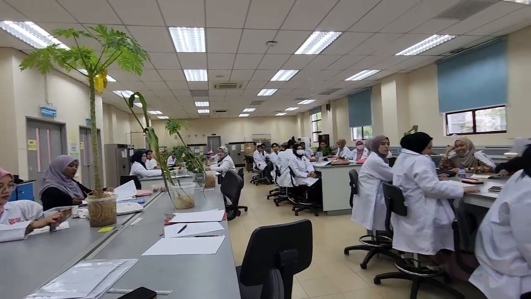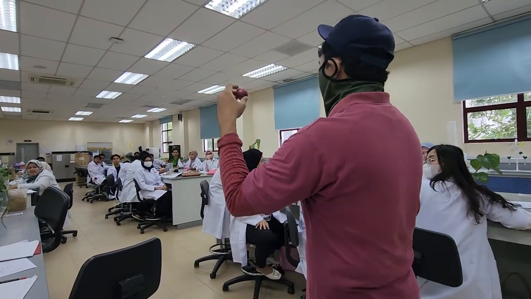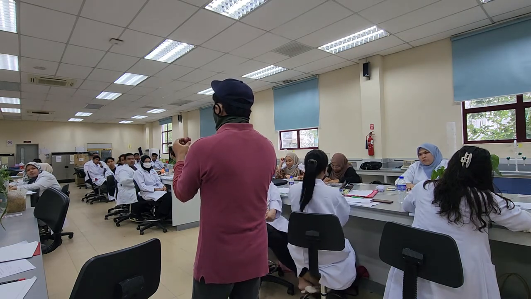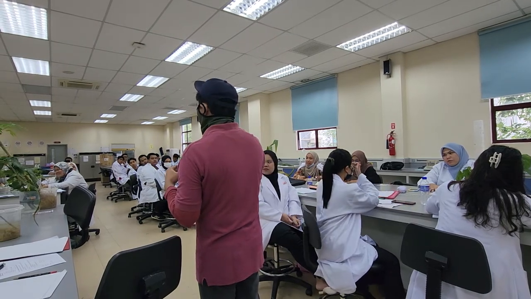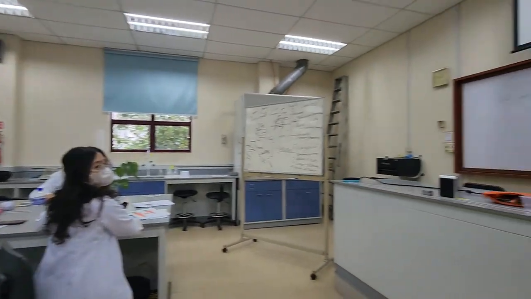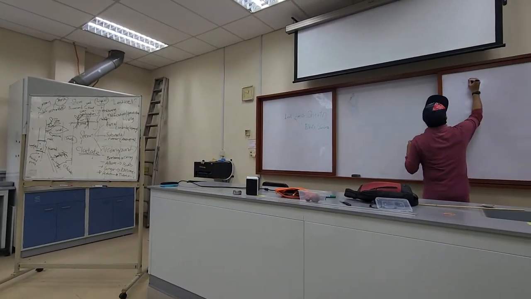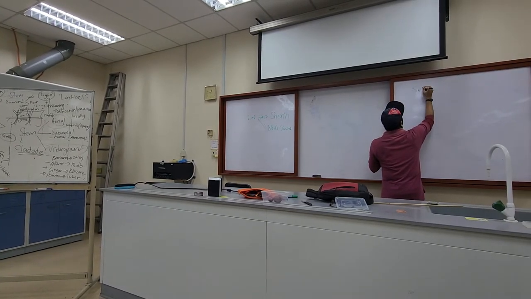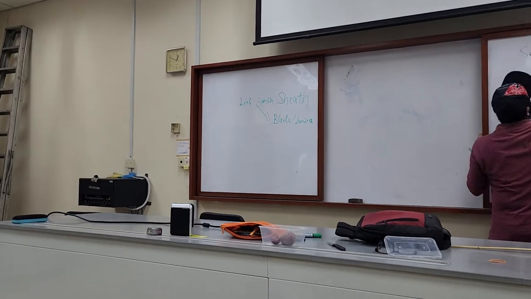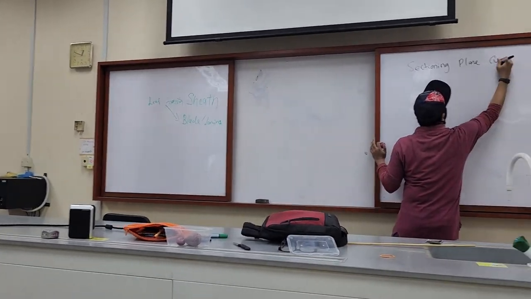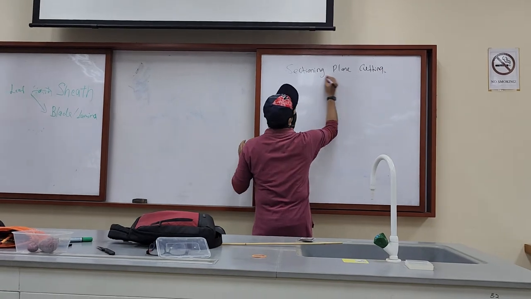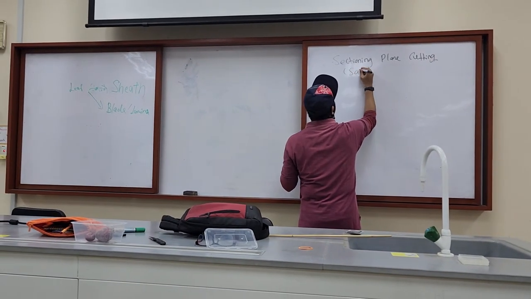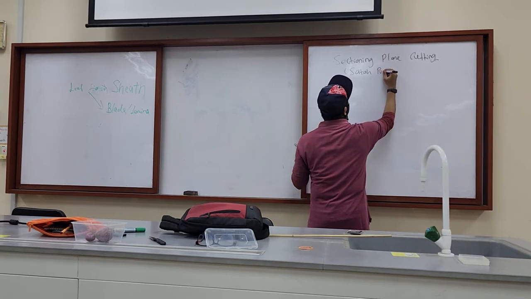You see? This is your barb. Even your body, we have the same cross-section. Meaning that the way you cut your plant, the planes has its own special name. Satah pemotongan. I hope I got it right. So there are a few sectioning plane, cutting, satah pemotongan.